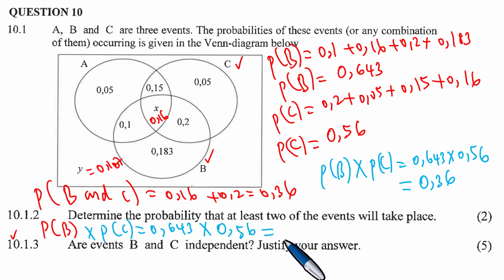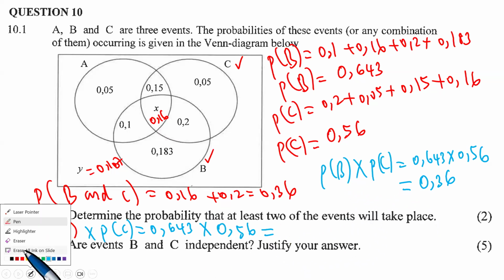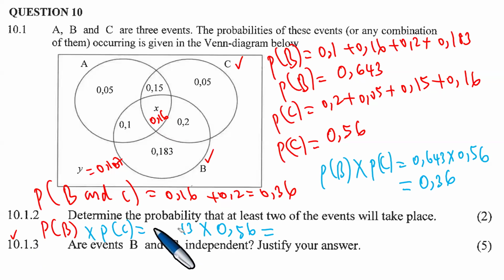0.56. And then what is the probability of B and C? Right, so we're able to see the probability of B times C. We can just write it as follows: the probability of B times the probability of C is 0.36, and the probability of B and C is 0.36.